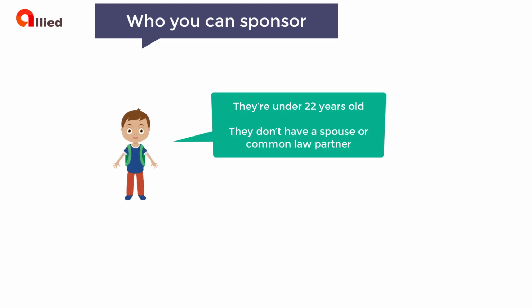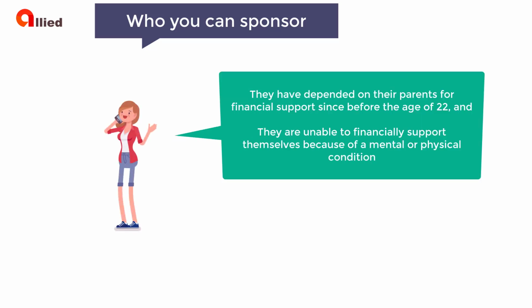Children qualify as dependents if they meet both of these requirements. They're under 22 years old. They don't have a spouse or common law partner. Children 22 years old or older qualify as dependents if they meet both of these requirements. They have depended on their parents for financial support since before the age of 22, and they are unable to financially support themselves because of a mental or physical condition.